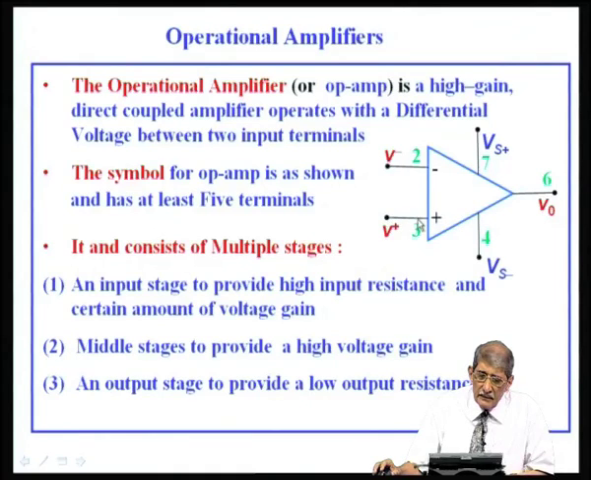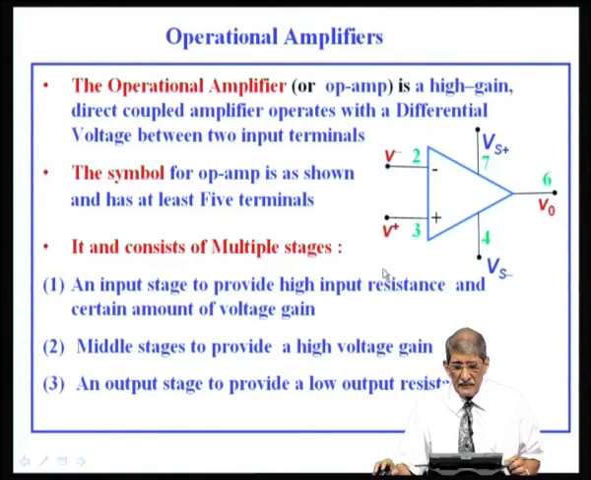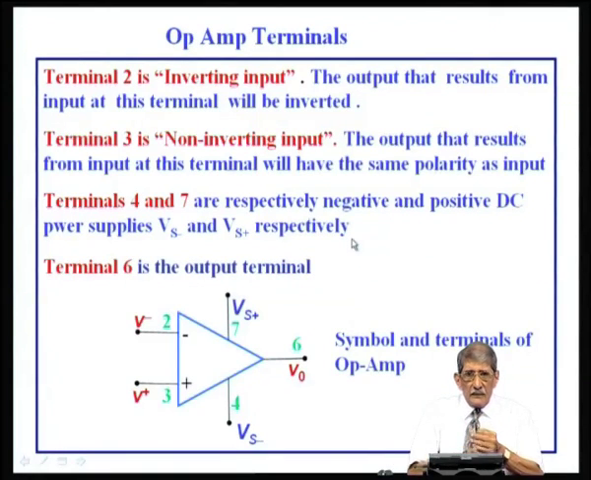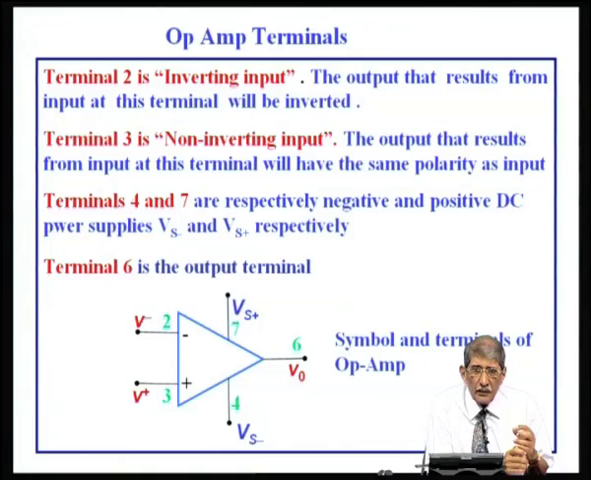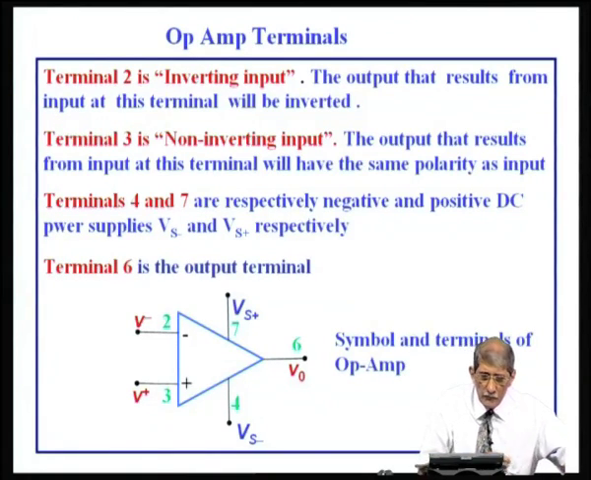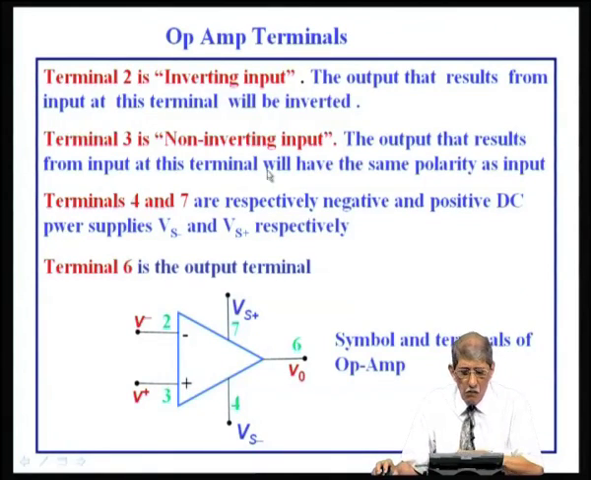It has multiple stages. An input stage which provides high input resistance, so that the current drawn is minimum. We have discussed this aspect. Middle stages provide high voltage gain. So, input stage, middle stage for high voltage gain, output stage to give low resistance. Okay. Now, let us just take a look at the op amp terminals. There are several terminals.